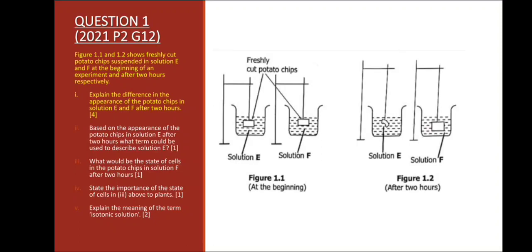So question 1 is asking, explain the difference in the appearance of the potato chips in solution E and F after 2 hours. If you look at the potato chip which was suspended in solution E, we can clearly see that it decreased in size. Now, what happened for it to decrease in size? It lost water, and it lost water by the process of what? Osmosis. Okay, that's what happened. It simply shrunk. Okay, it lost water. The potato chip which was suspended in solution E lost water. It shrunk.